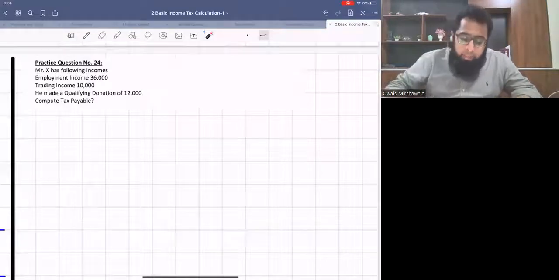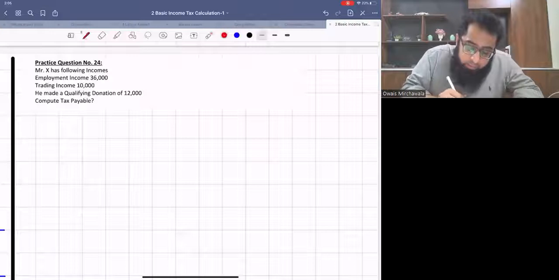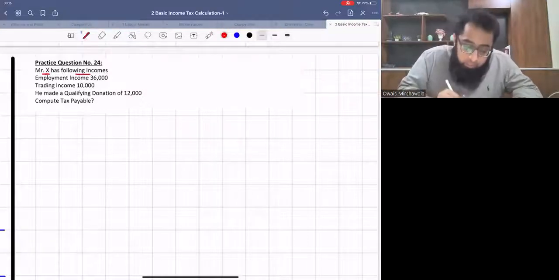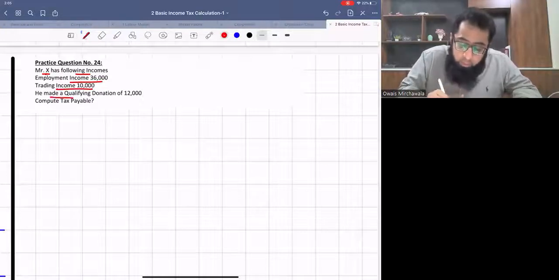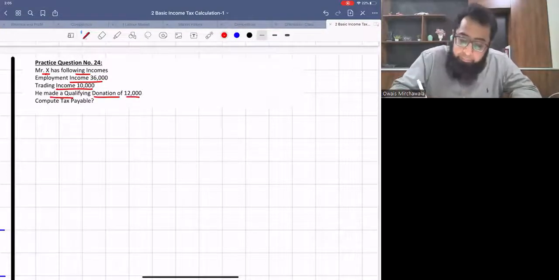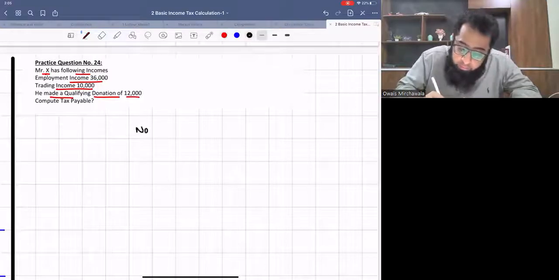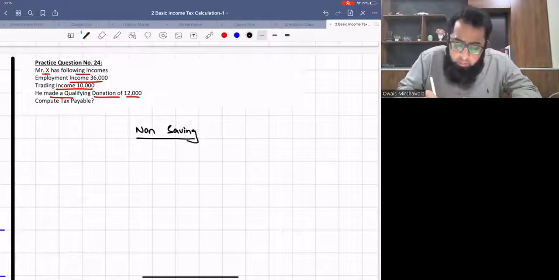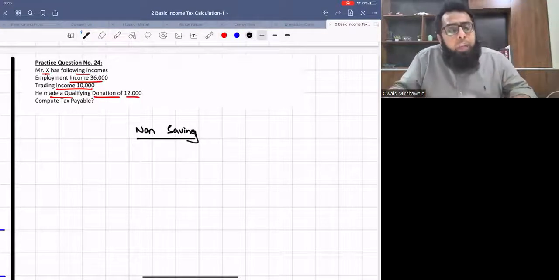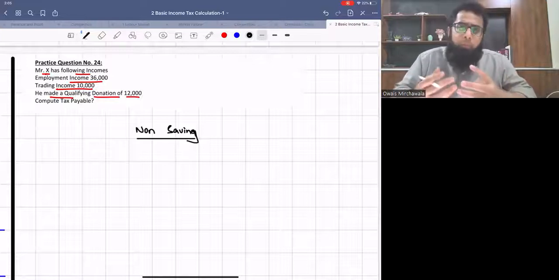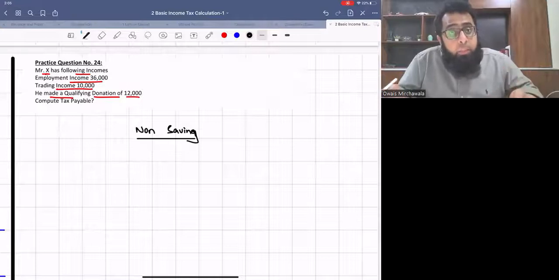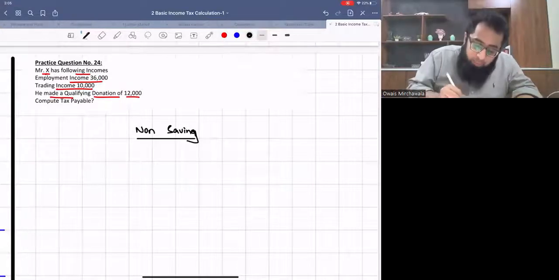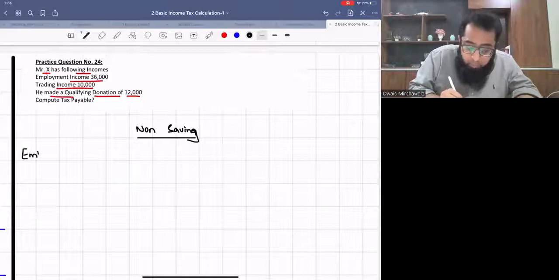In practice question number 24, he's saying Mr. X has the following incomes. Employment income 36,000, trading income 10,000. He made a qualifying donation of 12,000. Now again, both of the incomes are in the non-saving head. There can be multiple incomes. That will not be a big issue. We'll look at a question on that also, because when we evaluate the net income, that will be on the sum basis, on the total basis.